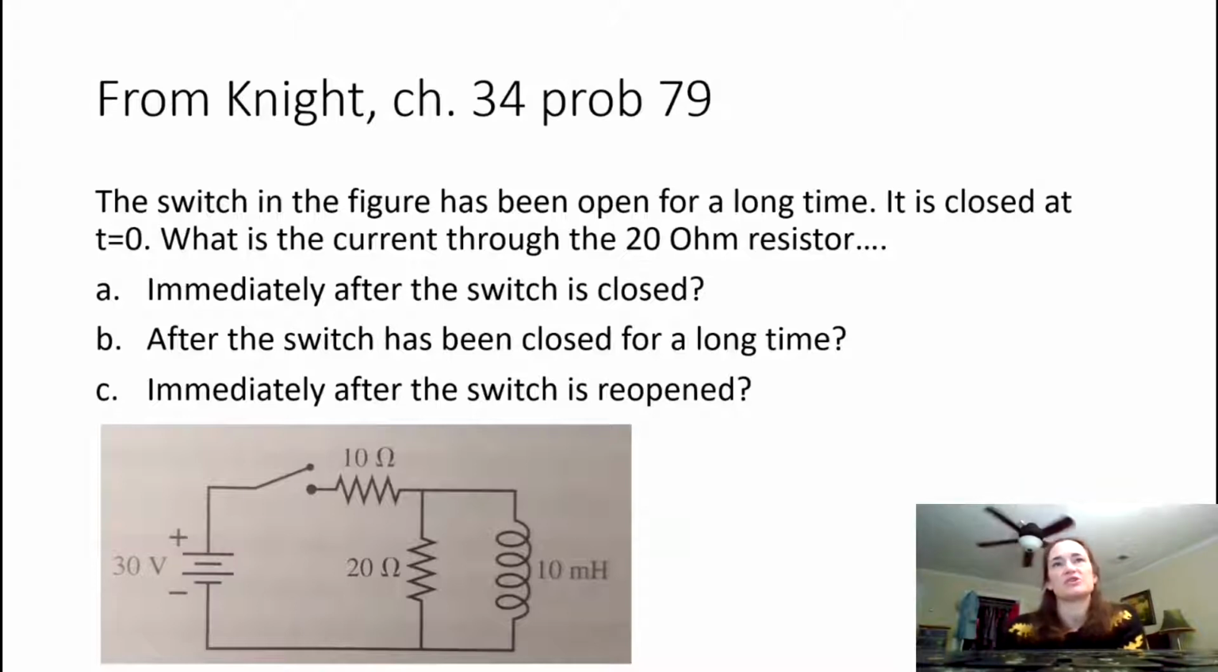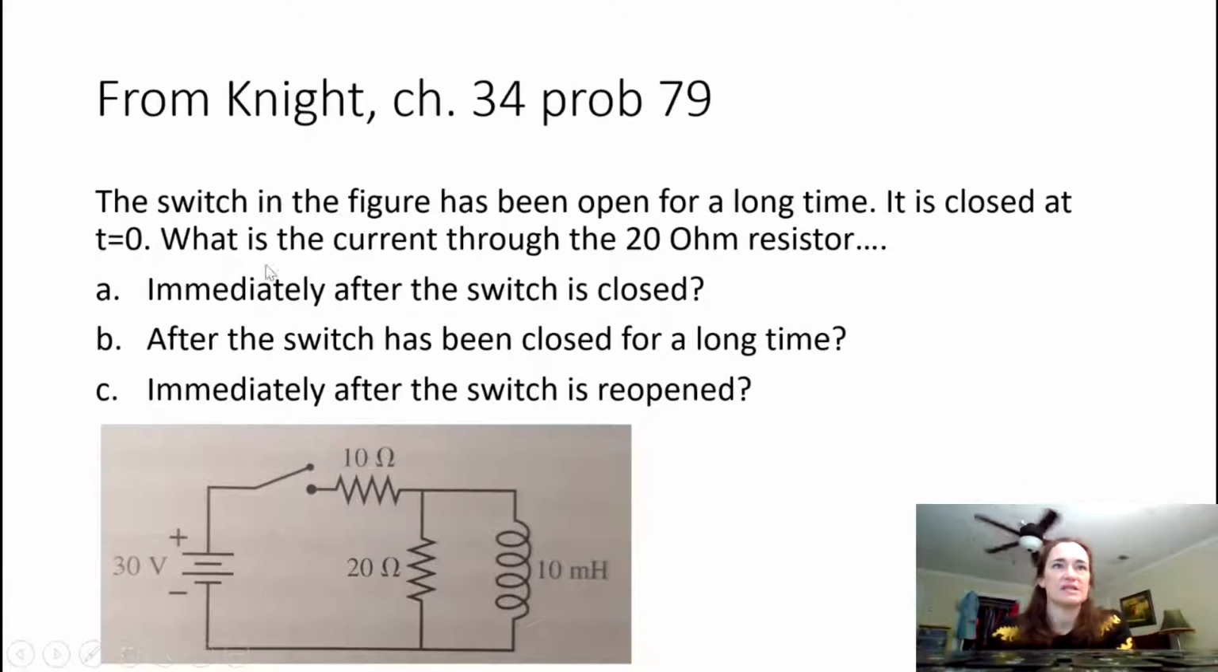So the problem that I'm going to do for you today is from Knight's Calculus-Based Physics textbook, Chapter 34, Problem 79. It asks a question about this circuit shown here in the figure at the lower left corner, where you have a 30-volt battery and then a switch, followed by a 10-ohm resistor, and then two parallel paths. In one path you have a 20-ohm resistor, and in the other path you have a 10 millihenry inductor.